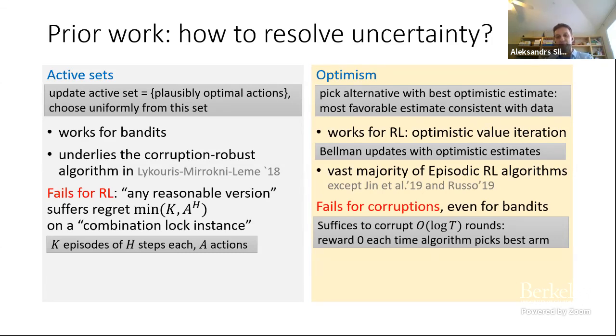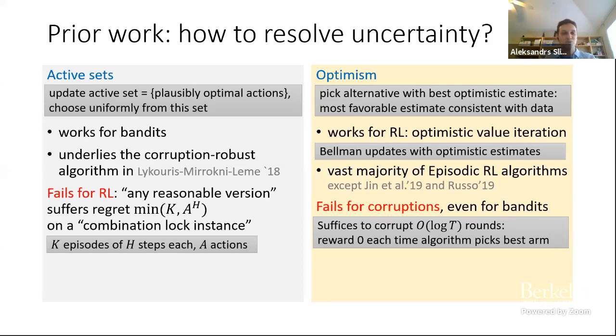Think about an adversary that comes in and assigns a reward of 0 every time the algorithm tries to pick the arm that is actually the best arm. If you do it log t times, then you would fool the algorithm into thinking it's a very bad arm. So anyway, the point is that here you have two techniques.